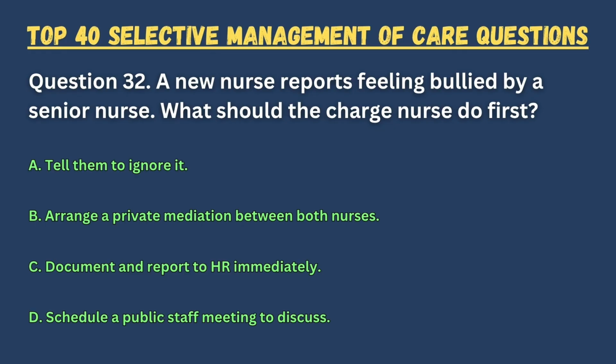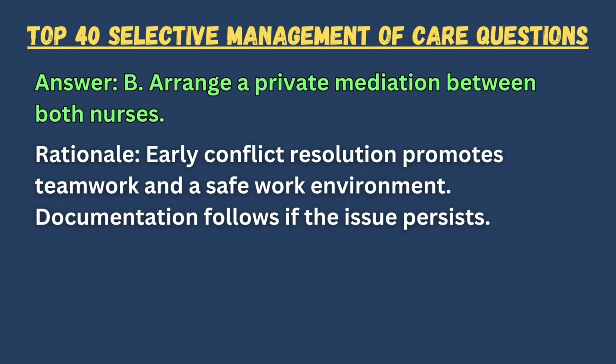Tell them to ignore it. B. Arrange a private mediation between both nurses. C. Document and report to HR immediately. D. Schedule a public staff meeting to discuss. Answer. B. Arrange a private mediation between both nurses. Rationale. Early conflict resolution promotes teamwork and a safe work environment. Documentation follows if the issue persists.